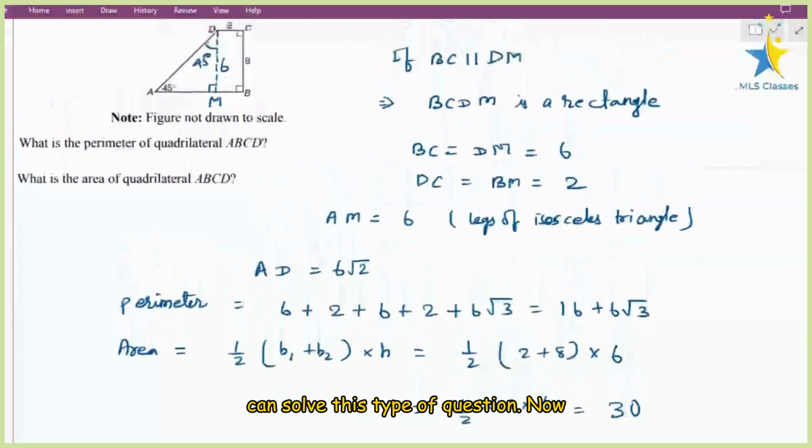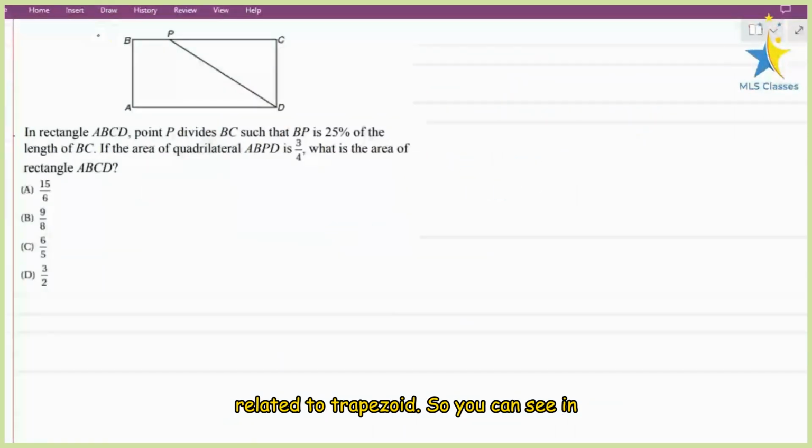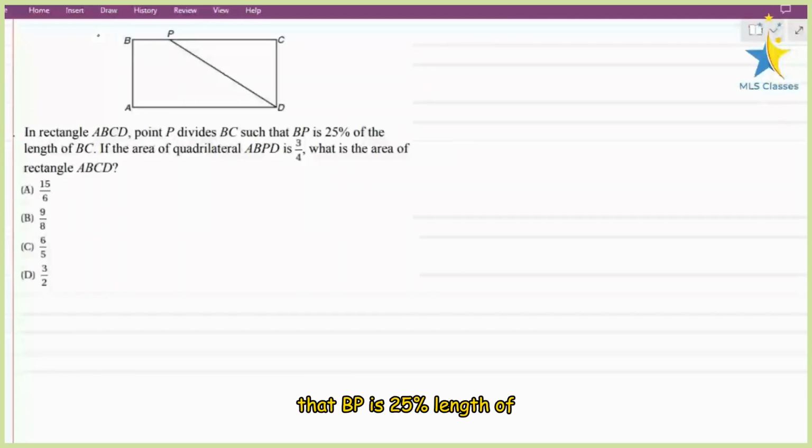So that's how we can solve this type of question. Now moving on to the next question. Again, this is related to trapezoid. So you can see in rectangle ABCD, point P divides BC such that BP is 25% of the length of BC.